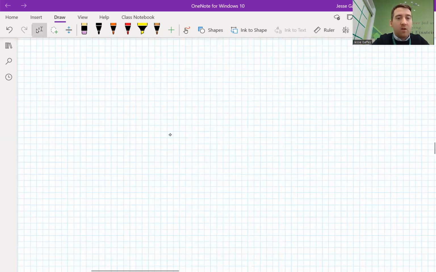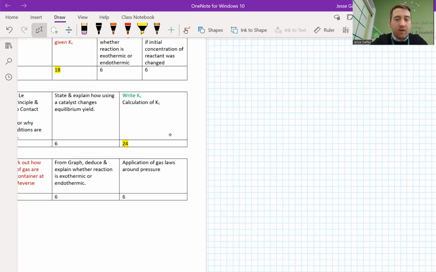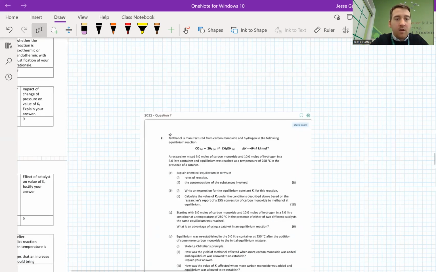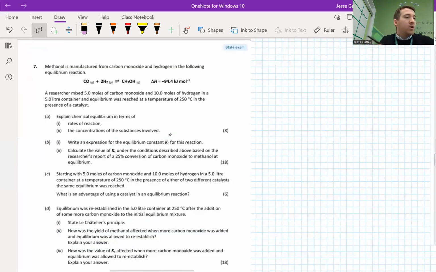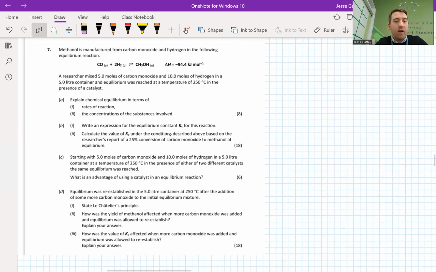Okay, so we're going to have a look at an exam question here. So just give me a second till I find where I have it printed here. There we go. Okay, so here is the question from, I think it was 2021, this question that I've got printed here. That was 2022, see it there? This was a 2022 question 7, and it's a whole question on chemical equilibrium, okay?